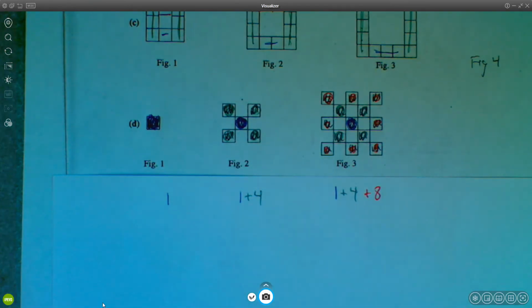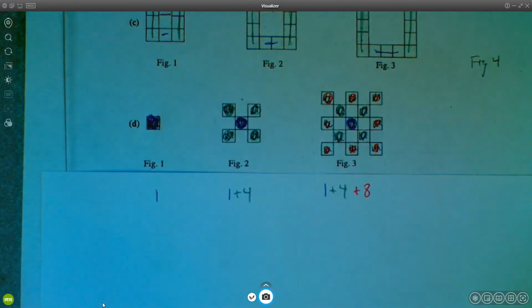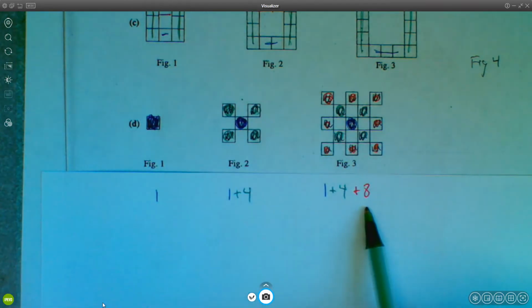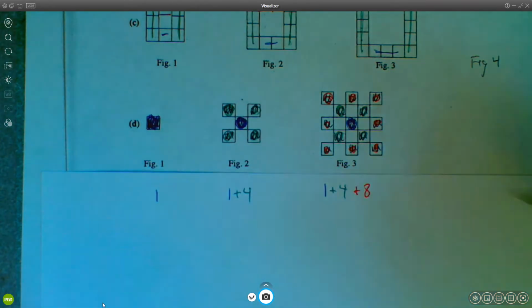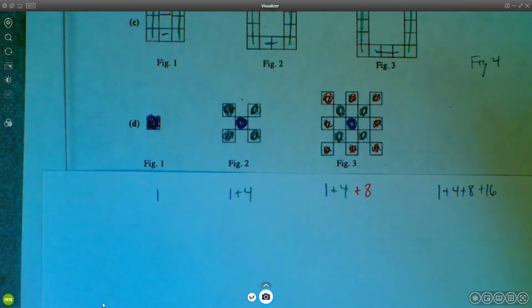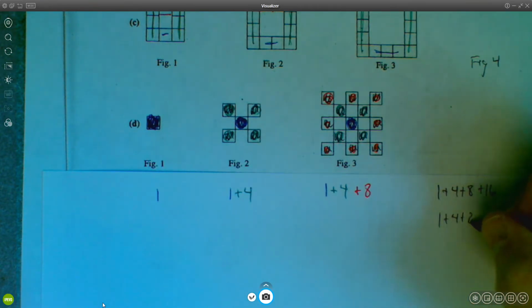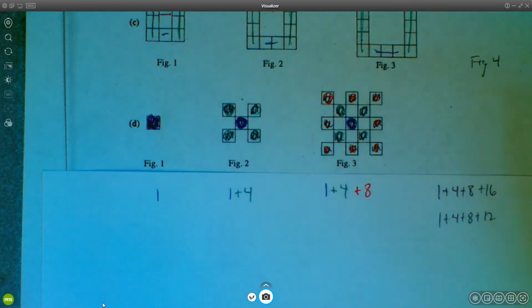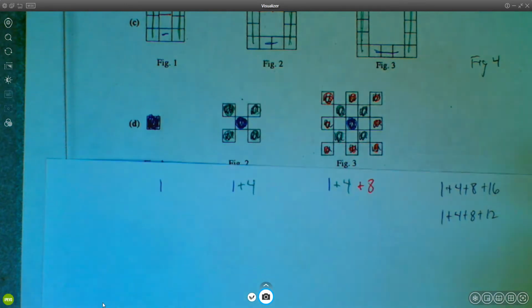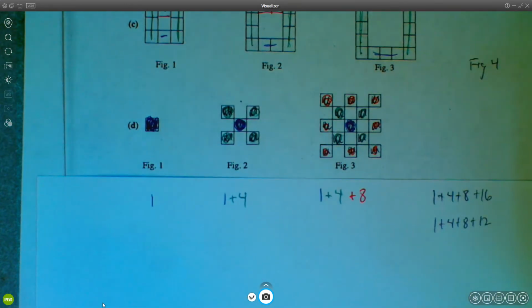Because we're not sure. We don't have enough information just looking at the numbers to know if the next one is going to be 1 plus 4 plus 8 plus 16 maybe? Or is it going to be 1 plus 4 plus 8 plus 12? Right? Both of these could be true. If we're doubling the number each time, then it would go 4 and then 8 and then 16. If we're adding 4 each time, it's going 4 and then 8 and then 12, right? So without drawing out the next figure, we're not really sure which one to go with.